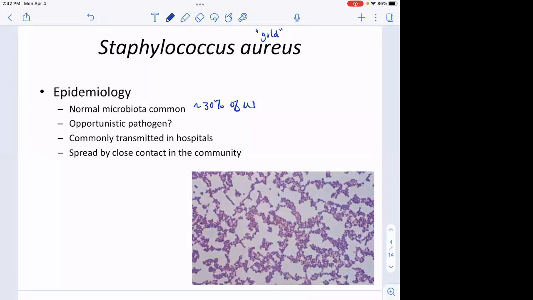We do know that the antibiotic resistant strains especially are commonly transmitted in hospitals, but really through any close contact in the community. I'm talking about jails or health clubs, or anywhere where people are in close contact with each other, locker rooms, sports teams. Then Staph aureus infections can be spread. A lot of staph infections are skin, but there are some other more invasive infections that are possible as well. So we'll talk about that.